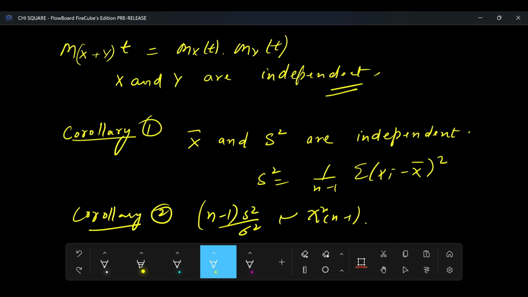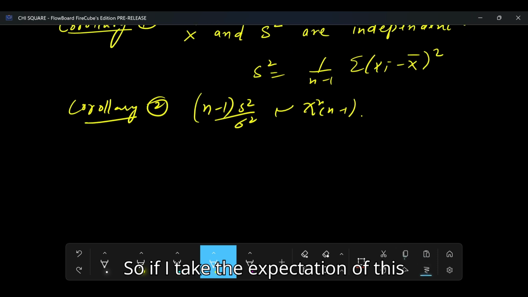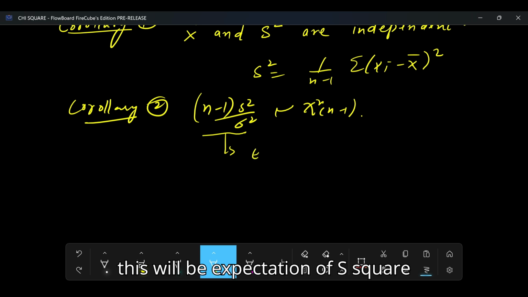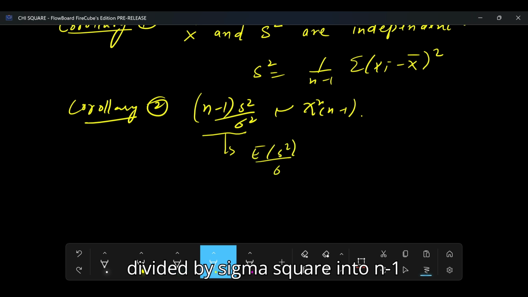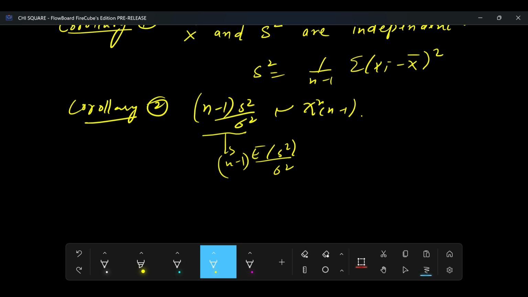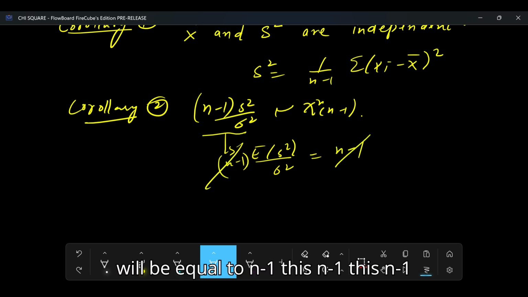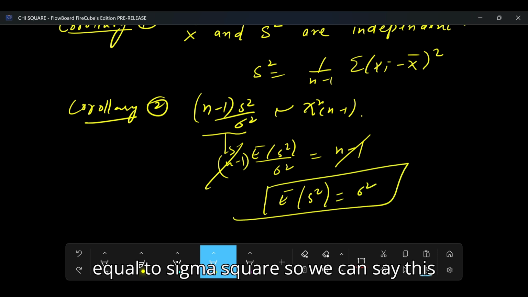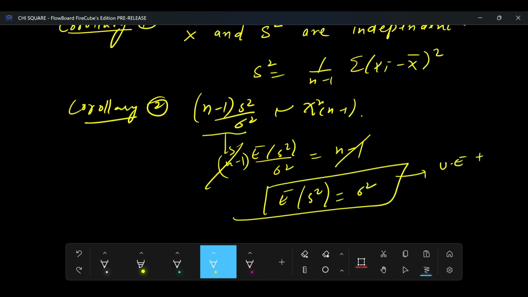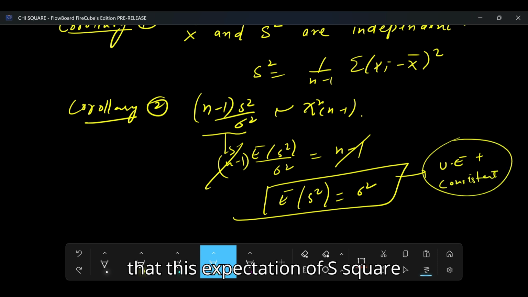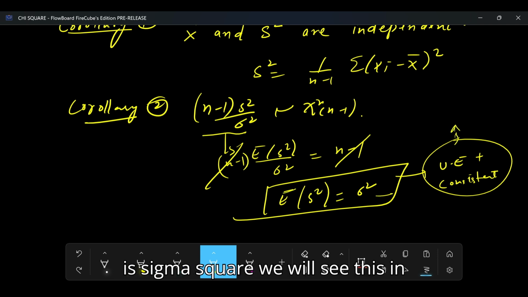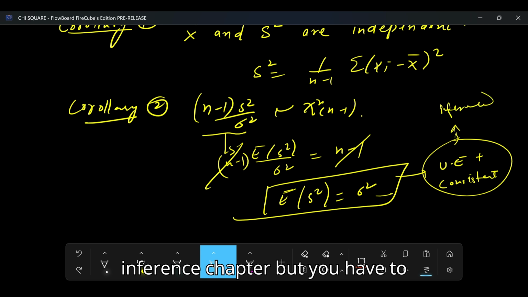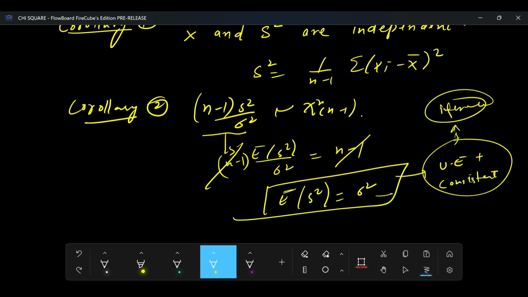Clear? So if I take the expectation of this, it will be expectation of S square divided by sigma square into n minus 1 will be equal to n minus 1. This n minus 1 and this n minus 1 cancel. Expectation of S square will be equal to sigma square. So we can say this is an unbiased estimator plus a consistent estimator, that expectation of S square is sigma square. We will see this in the inference chapter, but you have to remember this for now.